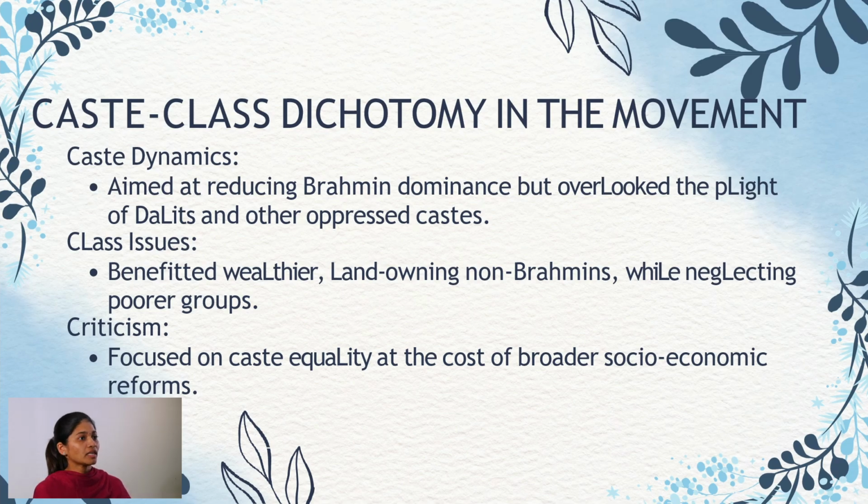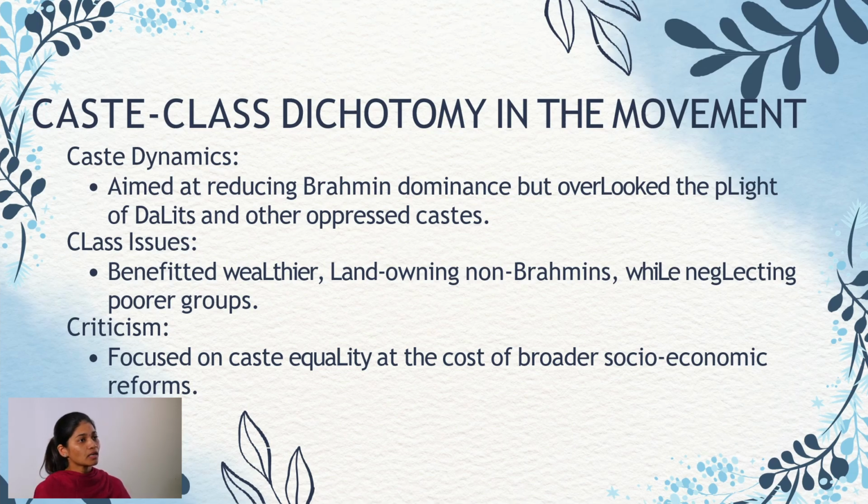The movement emphasized elevating non-Brahmins, but this did not necessarily translate into a commitment to dismantling caste hierarchies altogether. Instead, it often reinforced existing social stratifications by prioritizing certain non-Brahmin groups over others, leading to a fragmented approach to social justice. The non-Brahmin movement also had implications for class dynamics, benefiting wealthier landowning non-Brahmins while neglecting poorer groups. Economic benefits of elites.